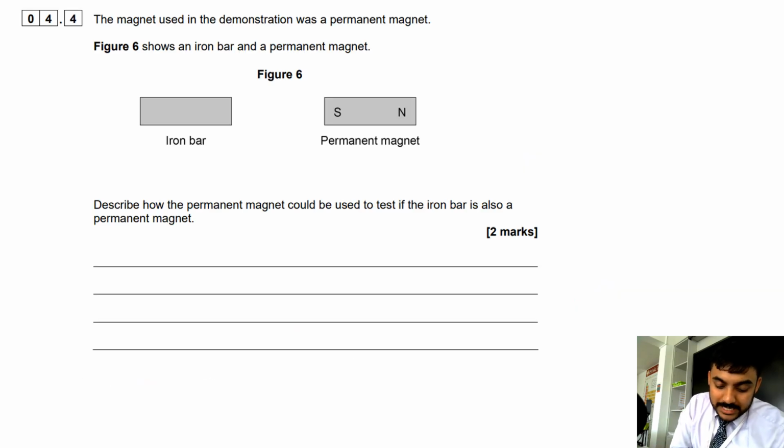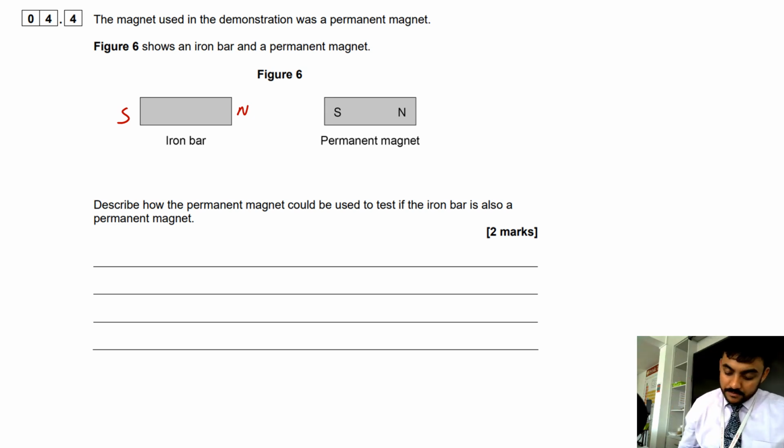The magnet used in the demonstration was a permanent magnet. Figure 6 shows an iron bar and a permanent magnet. Describe how the permanent magnet could be used to test if the iron bar is also a permanent magnet. So here's the thing. If the iron bar is a permanent magnet, what will it have? It will have a north and a south pole. Let's say, for example, that this is the north and this is the south pole of this iron bar, this permanent magnet, which is obviously just an iron bar.